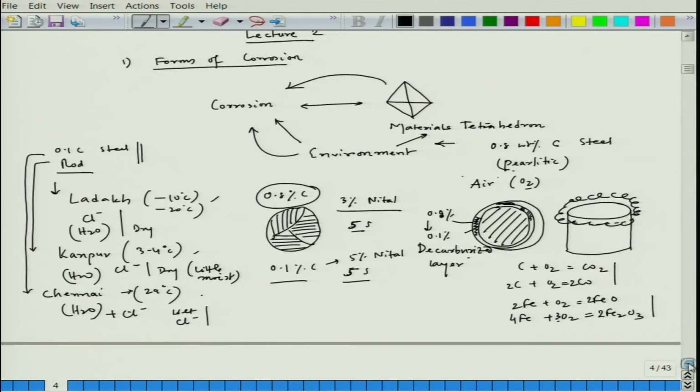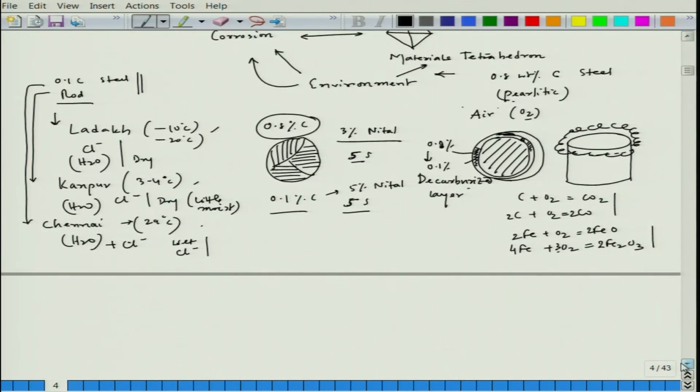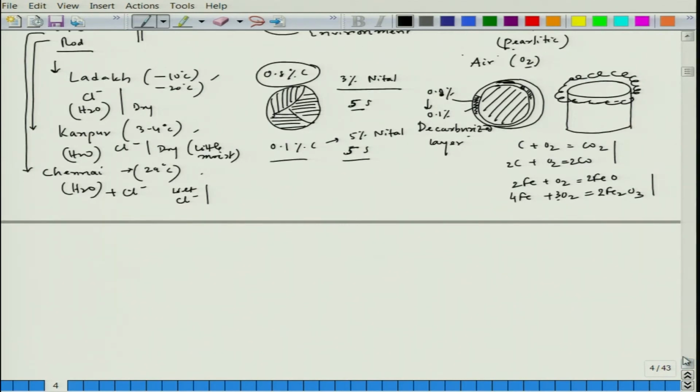Now, coming to the different forms, if we have environment, if we have corrosion in that metal, that corrosion might look different, okay? And in fact it looks different. For example, if we check my introduction video, which is around 6 to 7 minutes, I have shown you different corrosion in day to day observations.